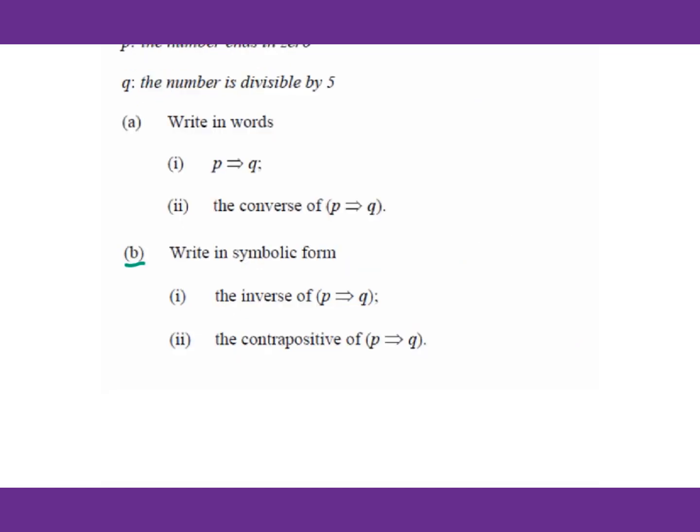Let's go to B. Write in symbolic form. The inverse of P implies Q. Inverse means not P implies not Q. The contrapositive of P implies Q: not Q implies not P.